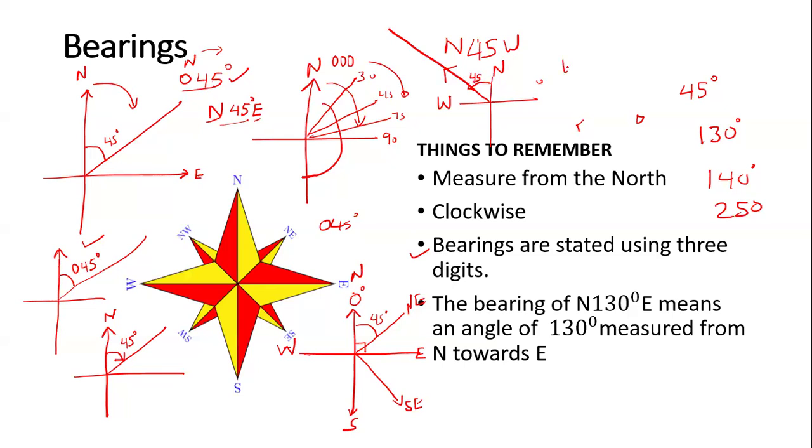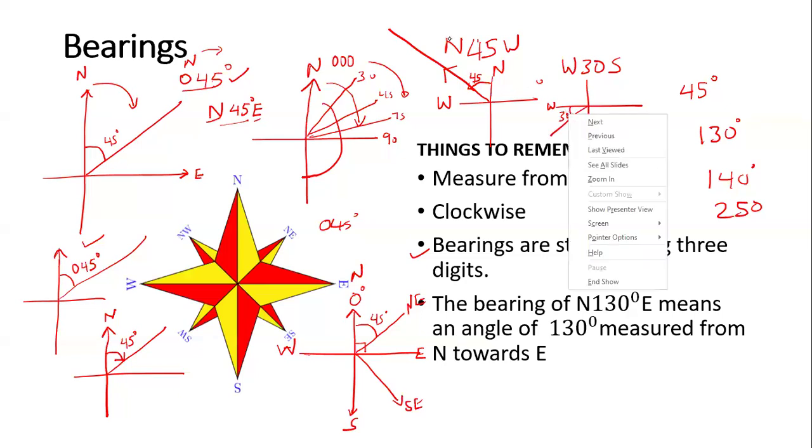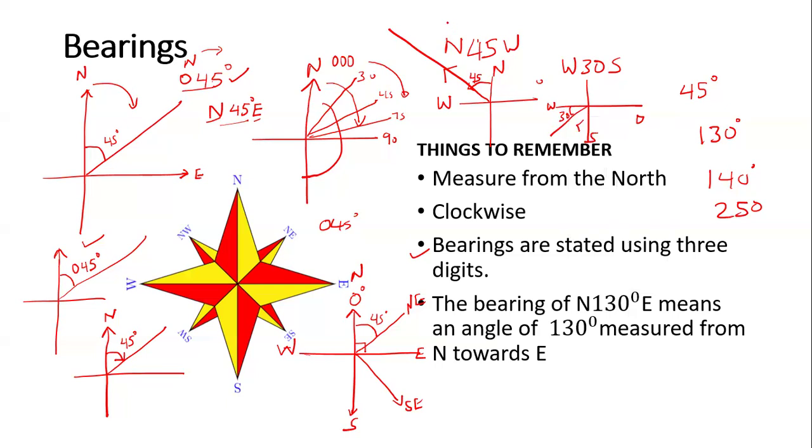In case they tell you west 30 degrees towards the south, it means you are going to start measuring from the west and you turn towards the south. So here you'll only turn 30 degrees. So always the first letter shows you where you are going to place your protractor, along which line you are going to place your protractor. And then the angle shows you the direction you are going to take.